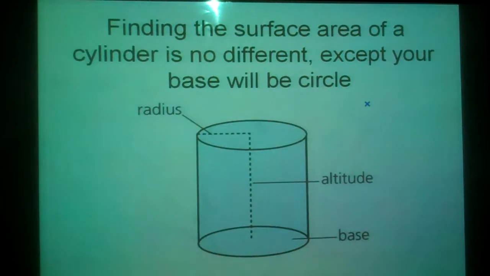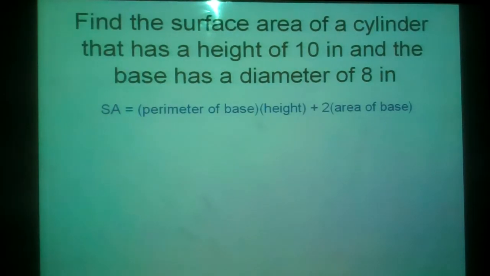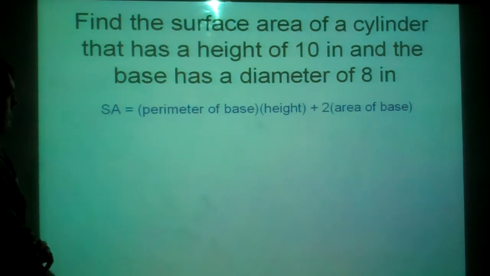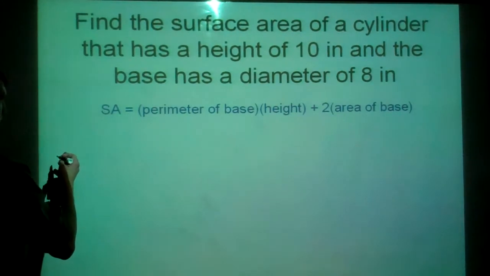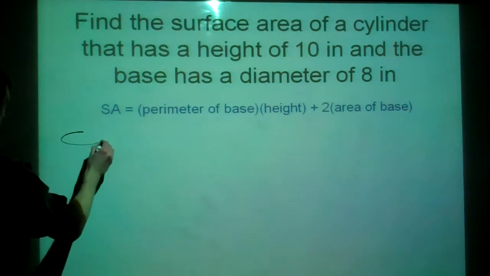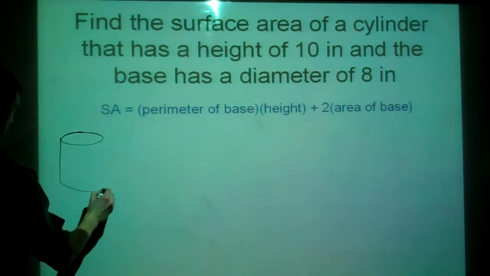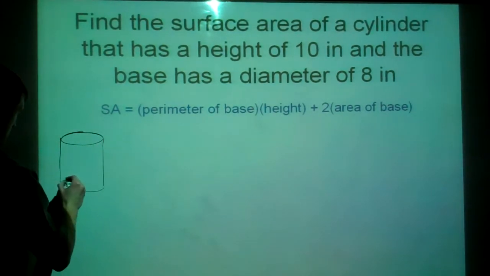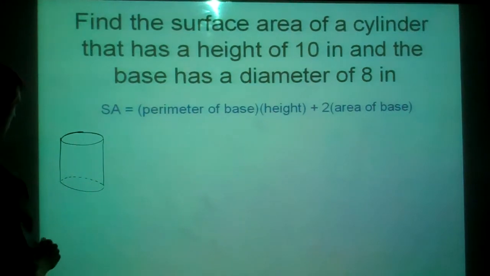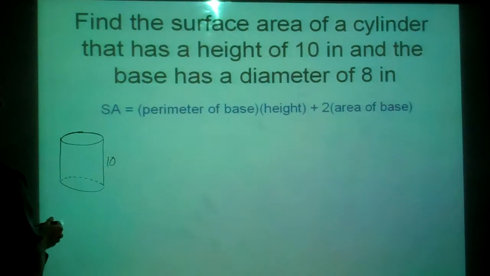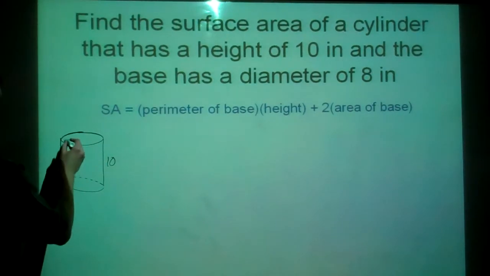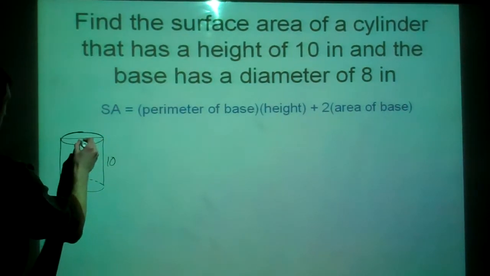Okay? So how does this change our formula? Well, let's take a look at this one. It says find the surface area of a cylinder that has a height of 10 inches and the base has a diameter of 8 inches. So we'll have something like this. Okay, so our height is 10 and the diameter is 8. So that's all the way across.